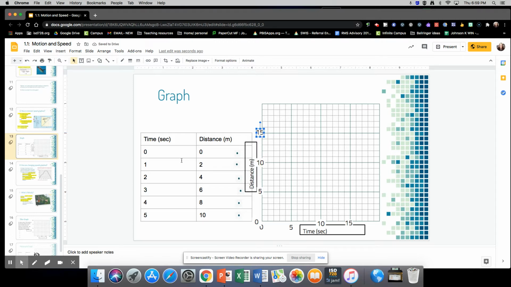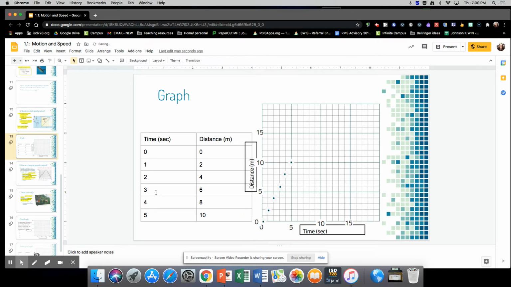Then I'm going to plot my points. This is how many I go over and up. Over 0 and up 0 is at 0, 0 right here. Then I go over 1 and up 2, and put my dot there. Over 2 and up 4. Over 3 and up 6. Over 4 and up 8. And over 5 and up 10.